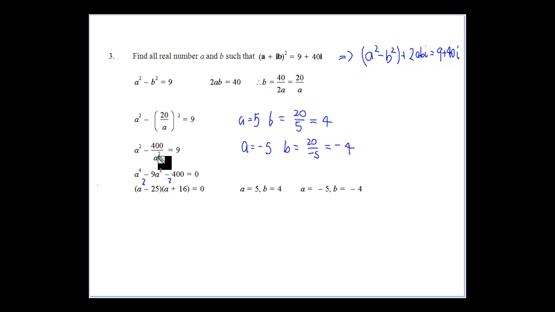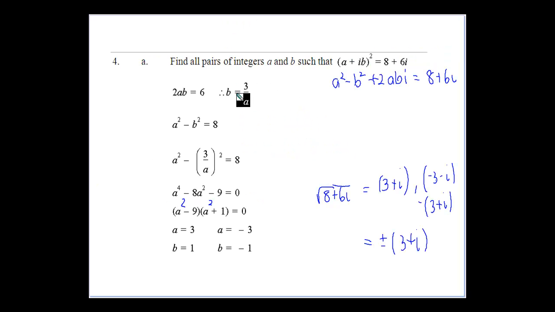Again, we're going to expand it out, multiply this by a squared, factorize, so we get a squared minus 25 and a squared plus 16 is equal to 0. Again, we're going to ignore the a squared plus 16, just take the a squared minus 25 because a's got to be a real number. So a can be 5 or minus 5, b would be 4 when a is 5, or b is minus 4. So there's our solutions. a is 5, b is 4, a is minus 5, b is minus 4.